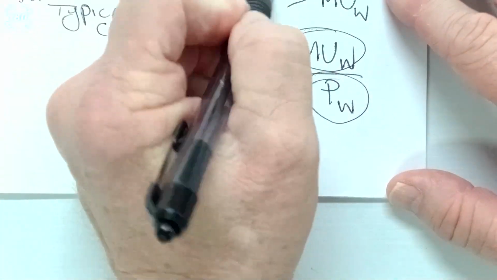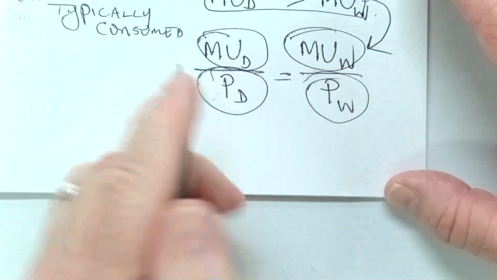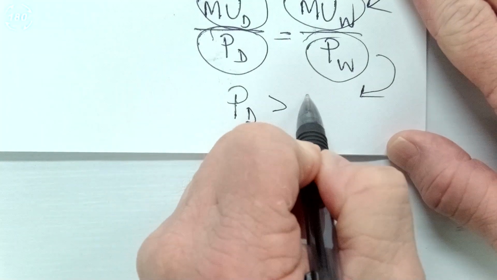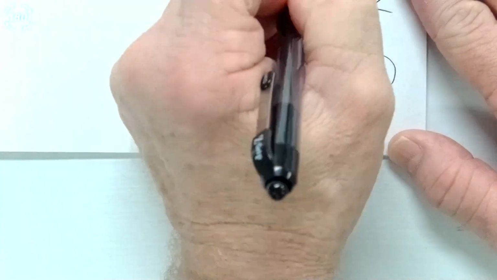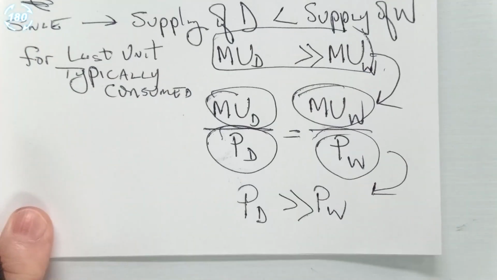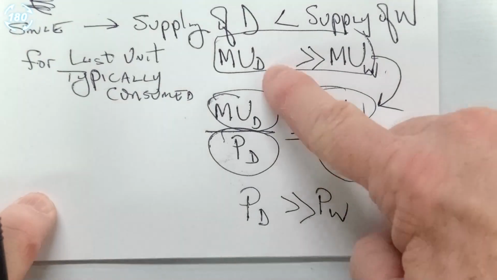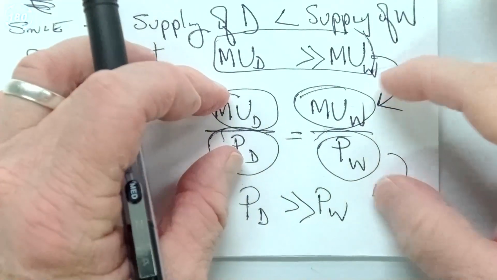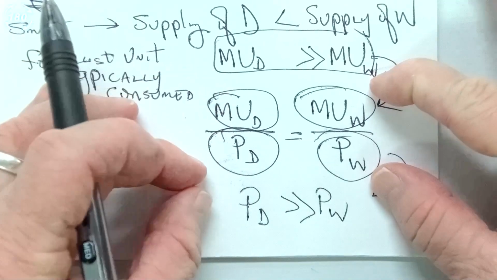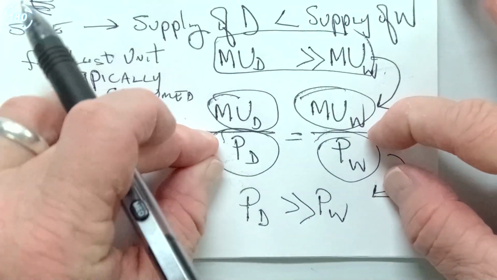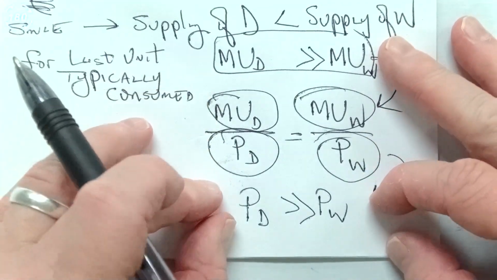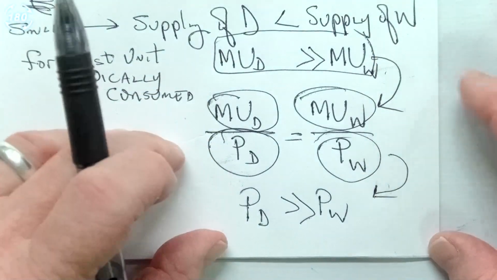So since this is true for the numerators, this is bigger than that, then we can say here that the price of diamonds has to be greater than the price of water. In fact, it's much greater, okay? Since this numerator is bigger than this one, for this equality to be satisfied, which we're all seeking to do, the market will adjust these two prices so that you have equality for the typical consumer. So the price of diamonds must be much greater than the price of water.